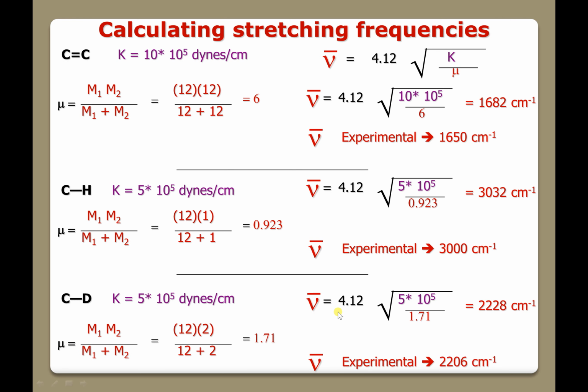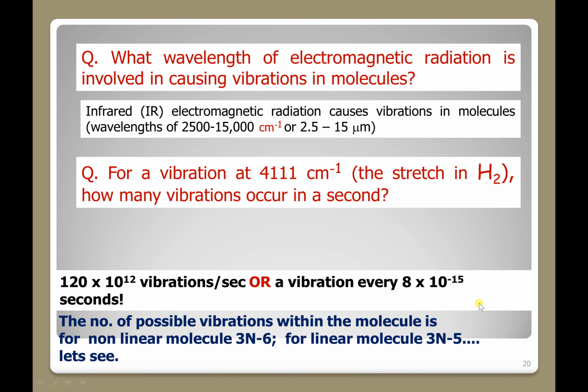If you take C–D (deuterium), then the force constant is more or less the same, only there is a difference in the mass. The mass is increased: instead of 1 for hydrogen, it's deuterium. So the denominator is slightly increased and this is slightly reduced now. So it is in between these two, and the calculated value quite matches the observed.